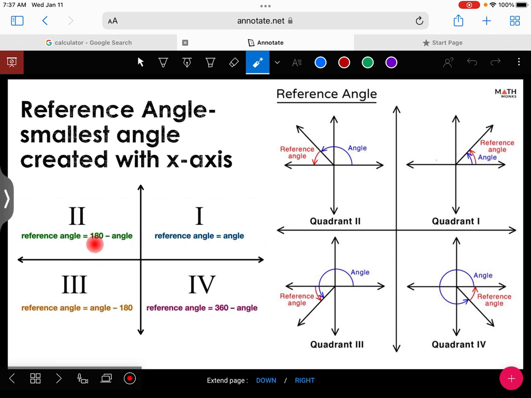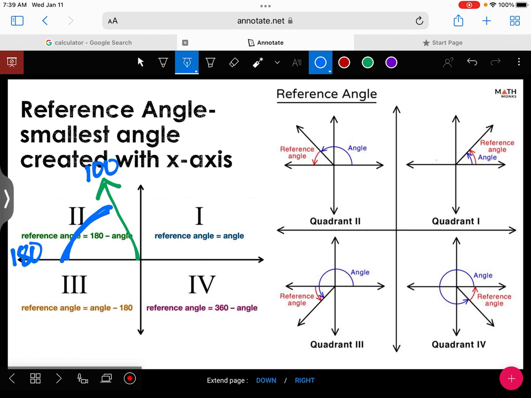If it's in quadrant 2, let's say, for example, we have 100 degrees, and we'll do some examples here together shortly. If I have this angle here, the shortest distance back to the x-axis is to go this direction, which is why I would use 180 and subtract 100 from it. So my reference angle would be 80.